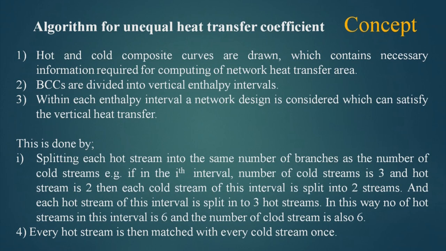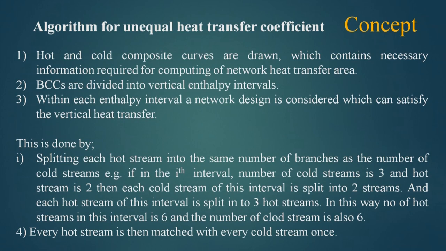Let us see some other part of the algorithm of unequal heat transfer coefficient. In this, hot and cold composite curves are drawn, which contain necessary information required for computing network heat transfer area. And the composite curves are basically BCC curves, that is balanced composite curves. The balanced composite curves are divided into vertical enthalpy intervals. Within each enthalpy interval, a network design is considered which can satisfy the vertical heat transfer. And to satisfy this vertical heat transfer, some assumptions have to be taken or some manipulation needs to be carried out.